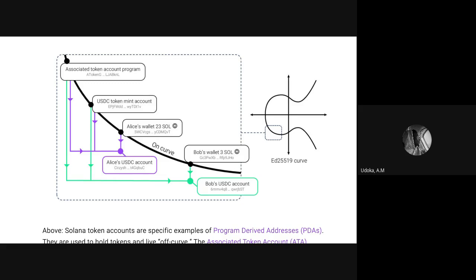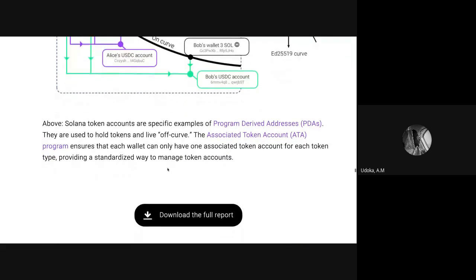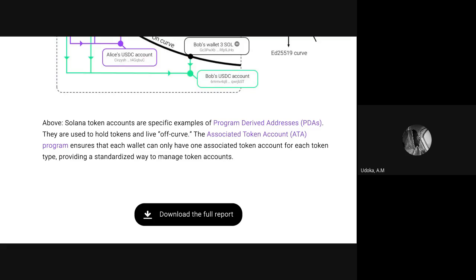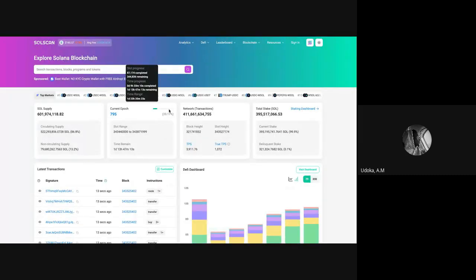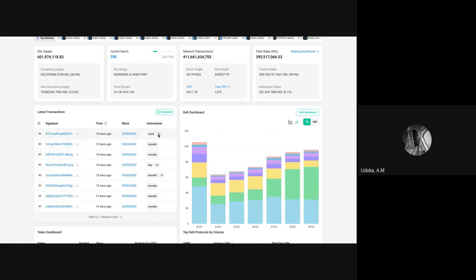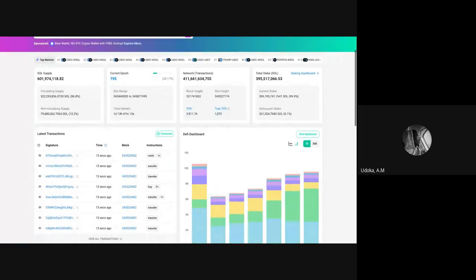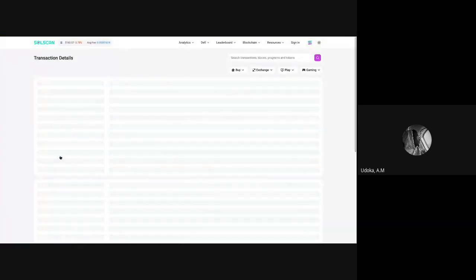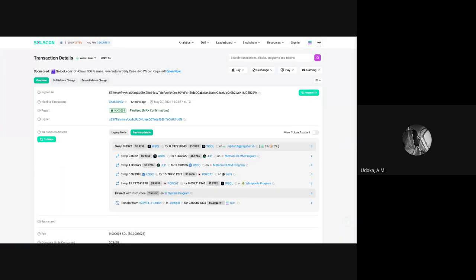You don't need to totally understand this whole elliptic curve thing right now, but it's something you can look into, get yourself acquainted with, and probably look up a few other examples. Let me quickly see if I can show you a transaction done by a PDA. This is the block explorer. Let me pick this transaction, for instance, and it's open now.